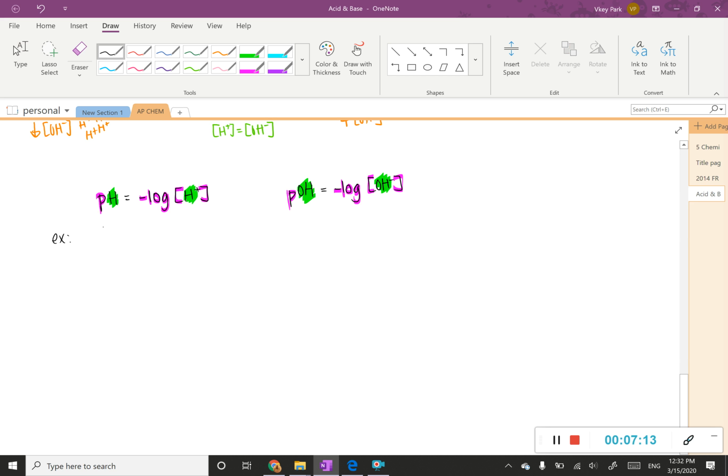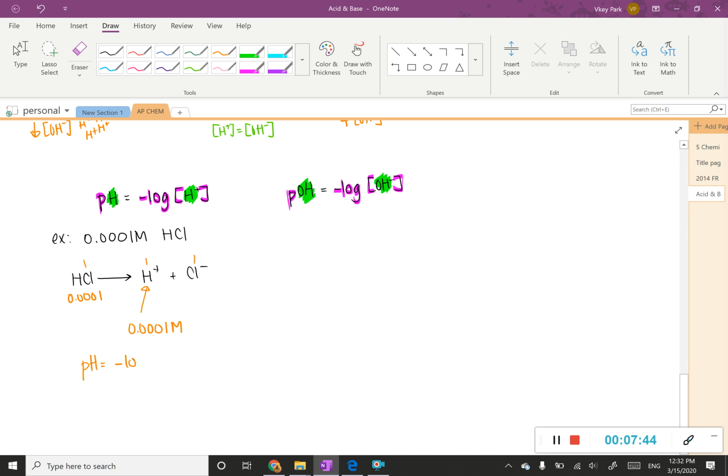Here's an example. Say I have 0.0001 molarity of HCl. I know that HCl is a strong acid, so it's going to 100% dissociate into H plus and Cl minus. So that means it's a 1 to 1 to 1 ratio, and I'm going to end up with 0.0001 molarity of H plus. So what is the pH?